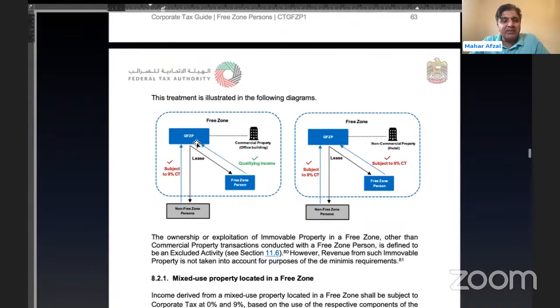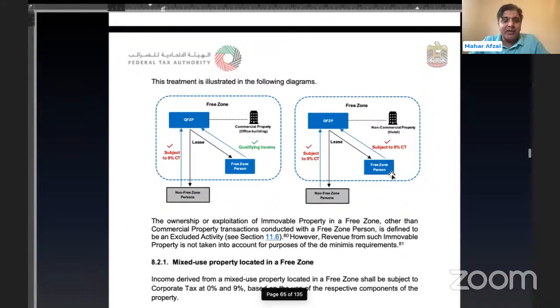They have given an example. This is the qualifying free zone person. Income generated from the non-free zone, 9%. Income generated from the free zone person, commercial property exclusively being used for business purposes, qualifying income, 0%. Qualifying free zone person, income generated from the non-free zone person, 9%. Non-commercial property, hotel, straightforward subject to tax at 9%. This is what we discussed earlier as well.